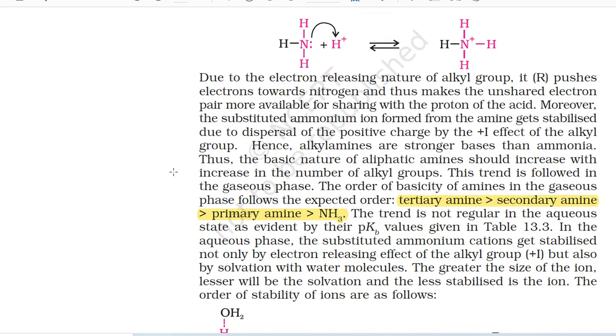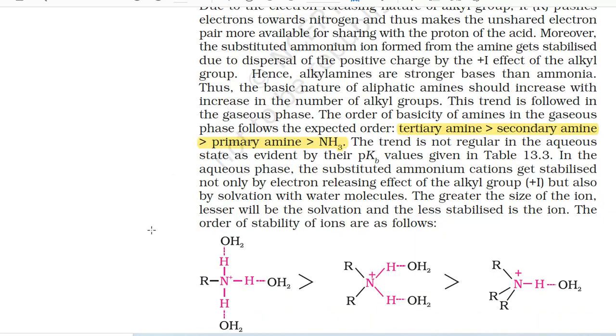Thus, the basic nature of aliphatic amines should increase with increase in the number of alkyl groups. This trend is followed in the gaseous phase. The order of basicity of amines in the gaseous phase follows the expected order: tertiary amine is greater than secondary amine, is greater than primary amine, and is greater than ammonia. The trend is not regular in the aqueous state as evident by the pKb values given in Table 13.3.